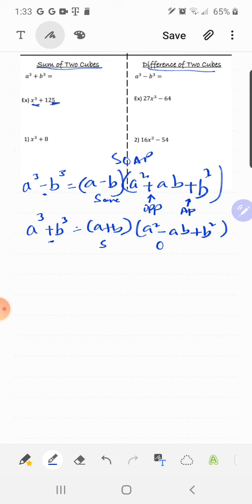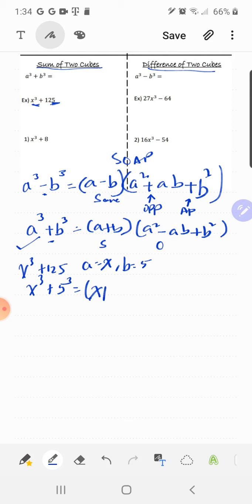So let's look at the first example here, x cubed plus 125. This is where you must be able to identify a cube. 125 is a cube of 5, so we can rewrite this as x cubed plus 5 cubed. We just apply the second formula, the sum of cubes formula. In this case, a is x and b is 5. So x cubed plus 5 cubed is x plus 5.